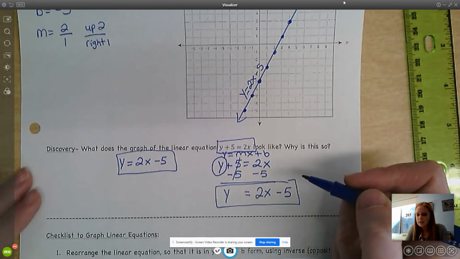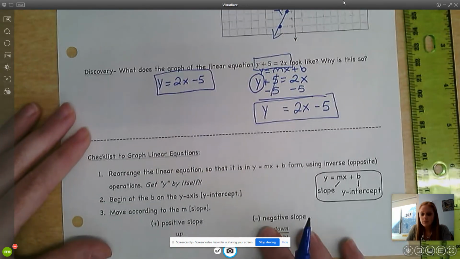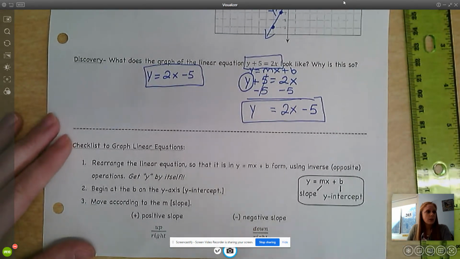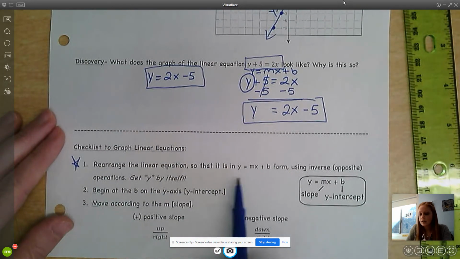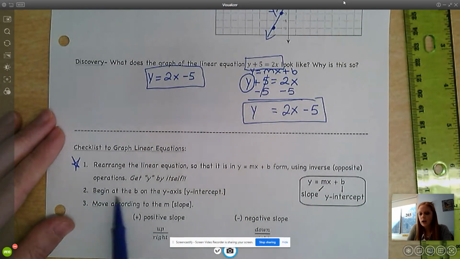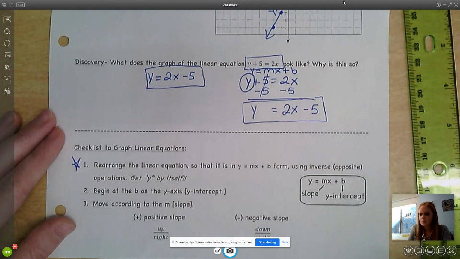So we're going to be doing that today, where we're moving and rearranging terms so we get them all into y equals mx plus b form. Okay, so here are the steps. Step 1 is to rearrange. This is the new step today. Rearrange the linear equation so that it's in y equals mx plus b form using opposites. Like here we used subtraction and addition as opposites, inverses, to get the y all by itself.